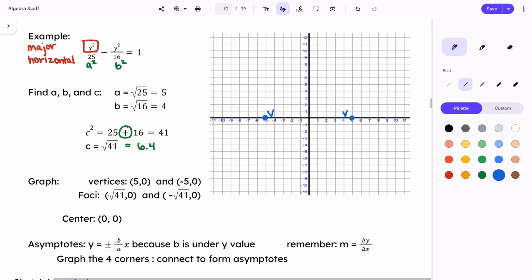Then I don't really need to go up and down 4 just because it's not going to directly impact the hyperbolas that I'm graphing, but just know that those would be in there if I needed to. But I'm going to skip graphing B right now, and I'm going to graph those focus points.